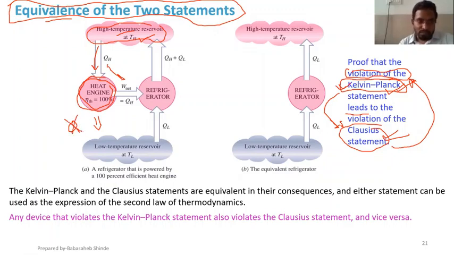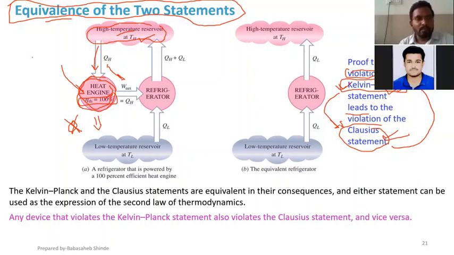Okay, so we know that if a device is converting all the heat into useful work, its efficiency is going to be 100%, and it is going to violate which statement, Pratik? Either Kelvin Planck or Clausius? Kelvin Planck. Kelvin Planck statement, very good. So we know that if such a device is there, then it is going to violate the Kelvin Planck statement.